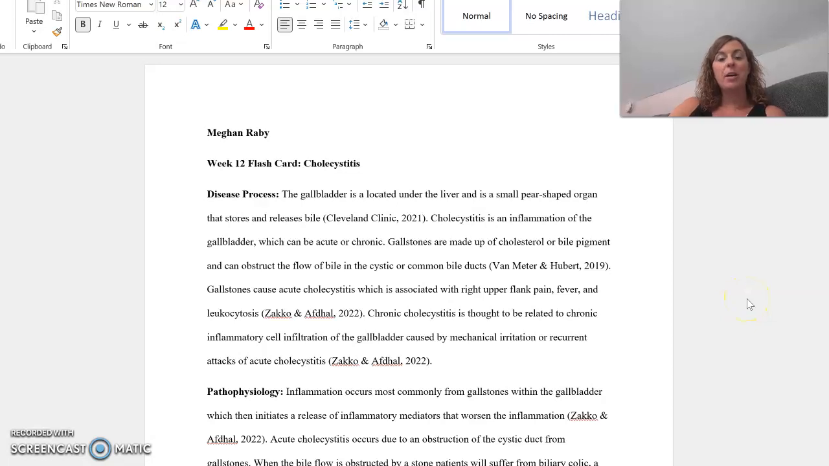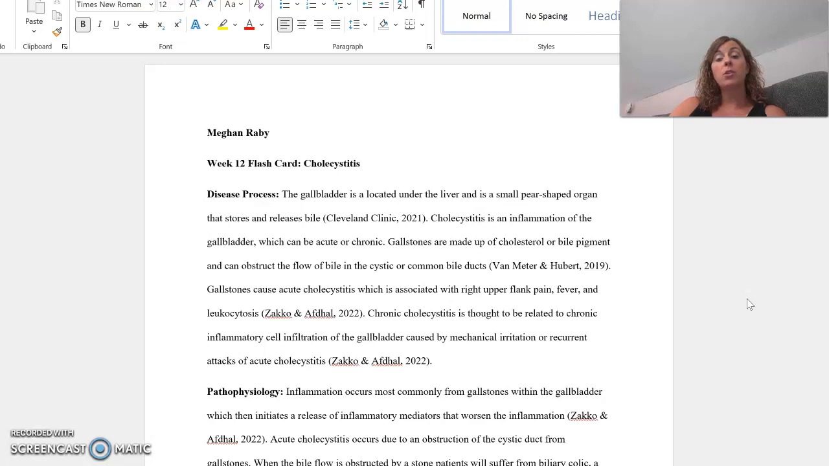Hi, today I'm going to talk about cholecystitis. So cholecystitis is a disease of the gallbladder, which is an organ that's located under the liver. It's a small pear-shaped organ and it stores and releases bile. Cholecystitis is an inflammation of the gallbladder and it can be acute or chronic.